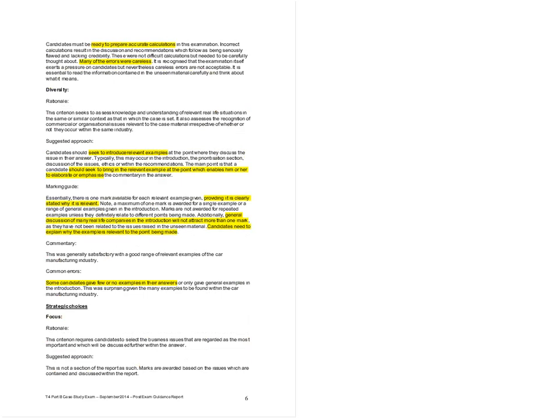Candidates must be ready to prepare accurate calculations. Many of the errors were careless. This is the last exam for you to become a professional accountant. It's expected that you will be able to do calculations which are accurate.